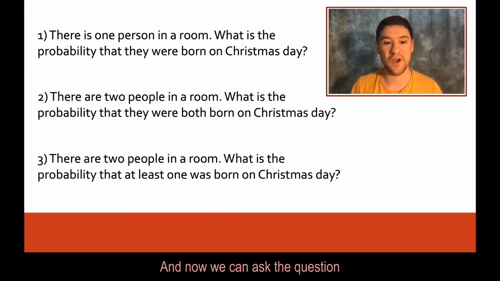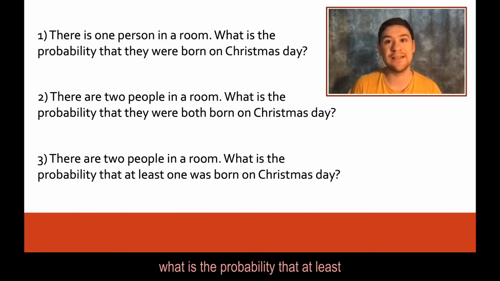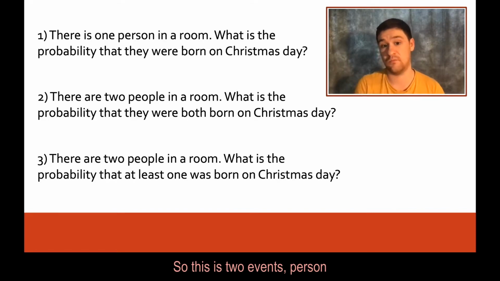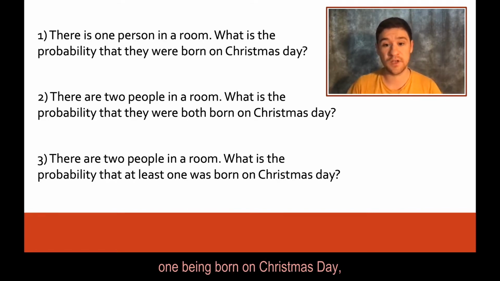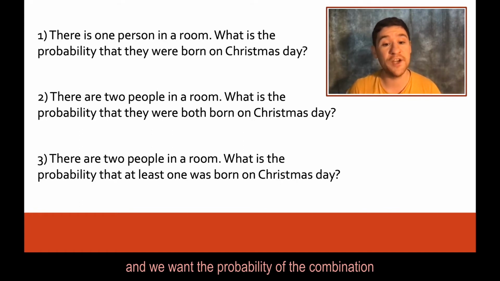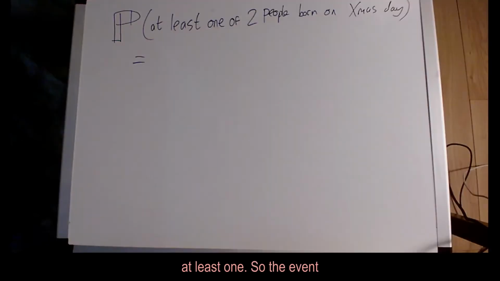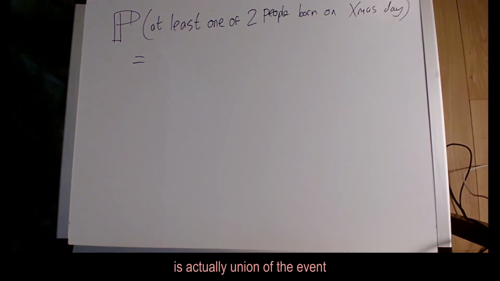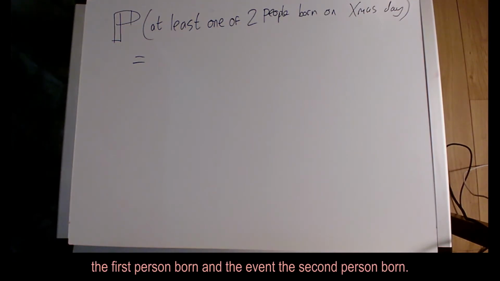And now we can ask the question, if we have two people in a room, what is the probability that at least one of them was born on Christmas Day? So this is two events, person 1 being born on Christmas Day and person 2 being born on Christmas Day, and we want the probability of the combination at least 1. So the event, at least one of two people being born on Christmas Day, is actually the union of the event the first person born and the event the second person born.